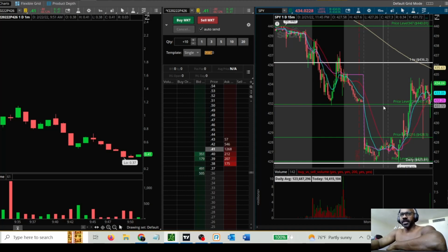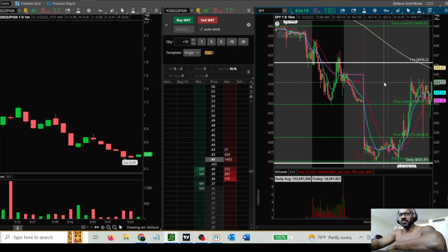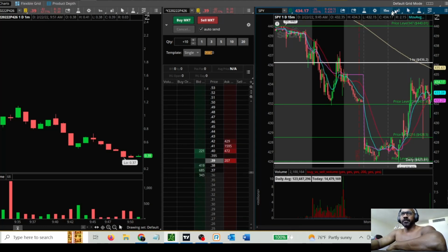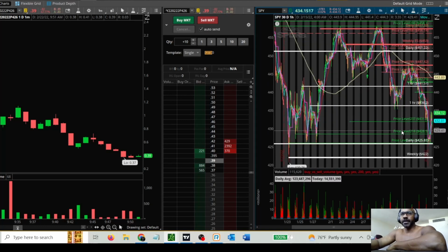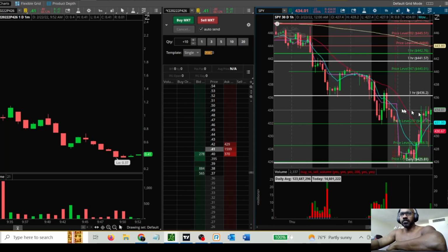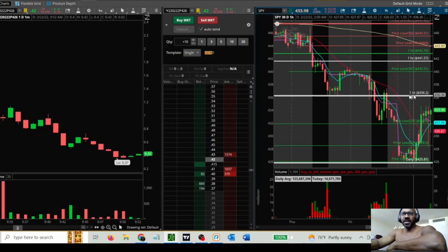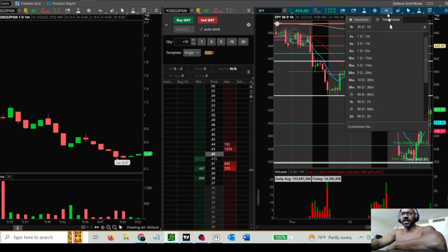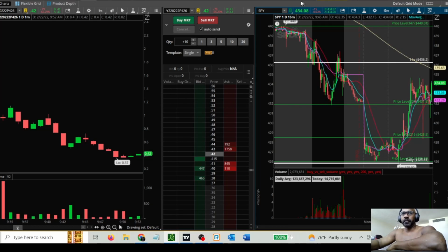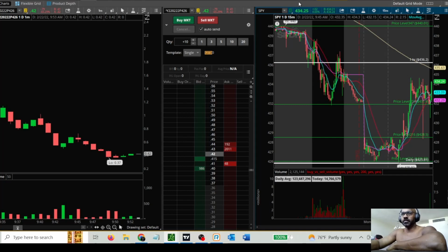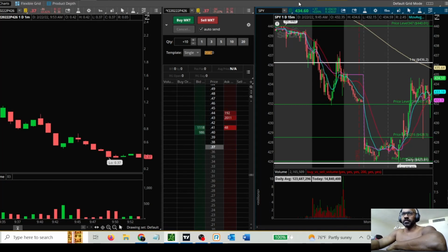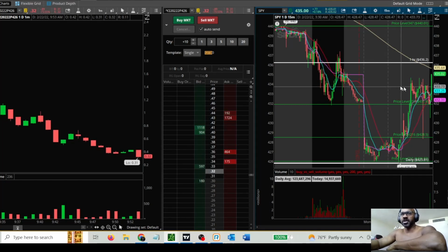The only other opportunities I can see right now is a rejection from this sloppy looking supply, which I don't think is going to work, or a rejection from this hourly. Let's see if I need to adjust this hourly. Maybe, I don't know. I'm just going to leave it there for now. Yep, like I thought, this supply isn't working.